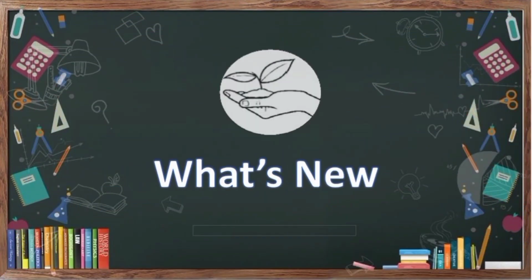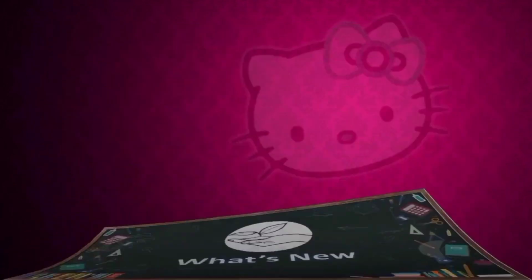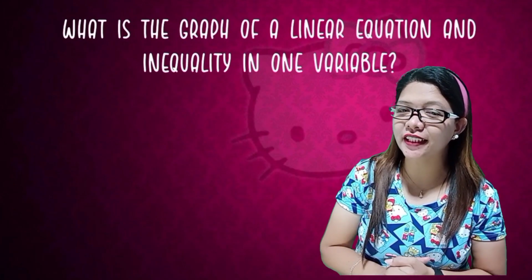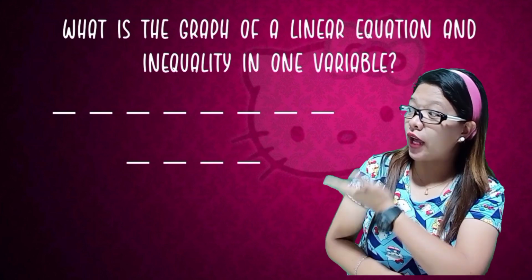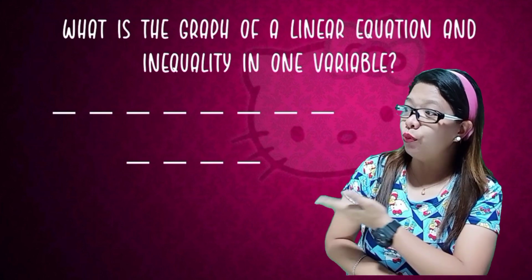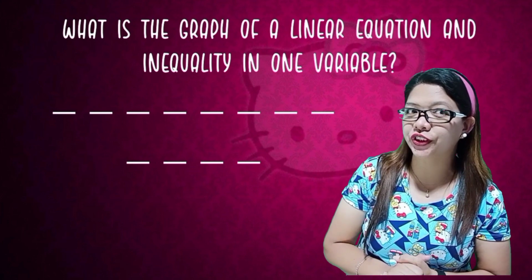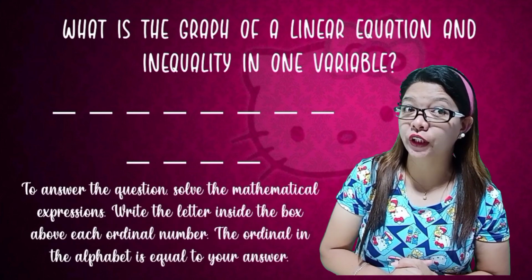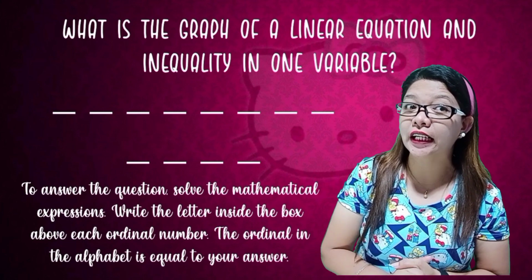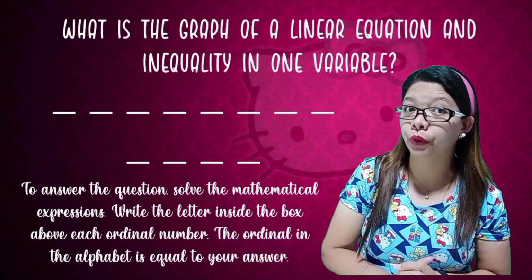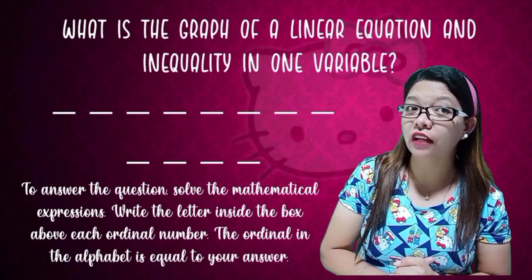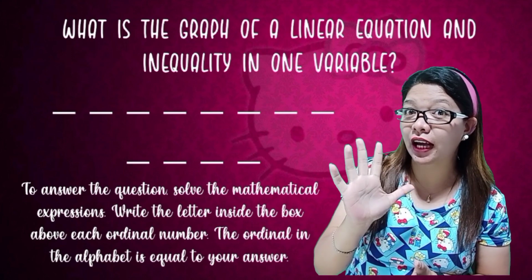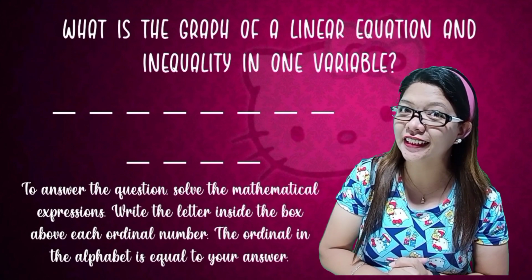What's new? What is the graph of linear equation and inequality in one variable? We have here a clue. Two words with 8 and 4 letters. To answer the equation, solve the mathematical expressions. Write the letter inside the box above each ordinal number. The ordinal in alphabet is equal to your answer. For example, number 5, that is letter E.